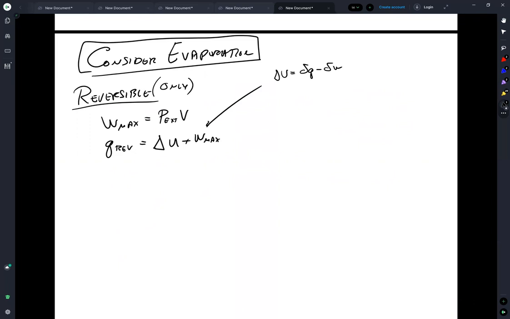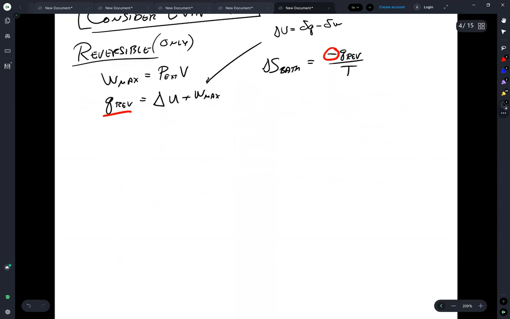What about the entropy? Well, we want to talk about the entropy of the system and of the bath, and the entropy of the bath changes. That is minus Q rev over T. So what's happening here is we have minus because heat is flowing out of the bath into the system. So the entropy of the bath is going to have a negative, and it's going to be the reversible heat divided by the temperature. That makes sense.